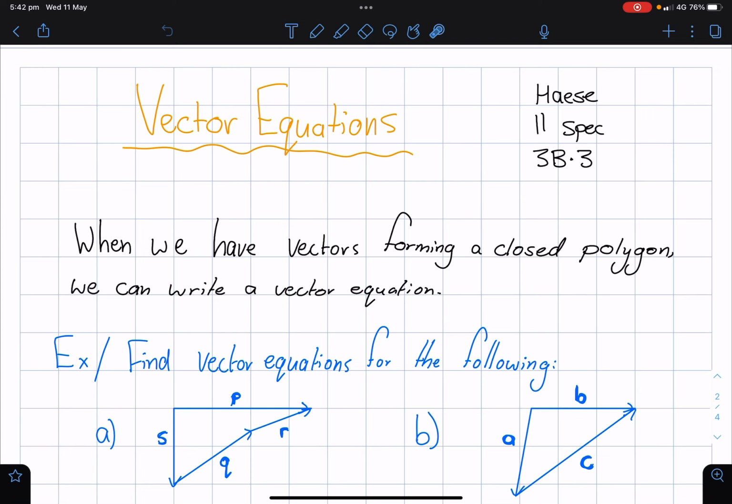So a couple of examples I've got here. Find vector equations for the following. Okay, so we can see that one thing I should note, it doesn't matter where you start, the vector equation will still be true. So for this example, I could be looking at vector p equals something, but I could also look at vector r, okay? So it doesn't matter where you start, the vector equation will be true.